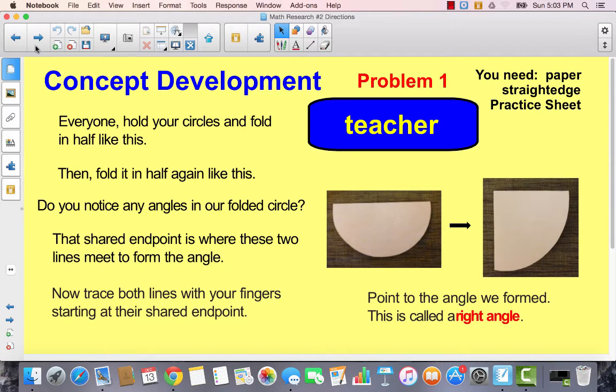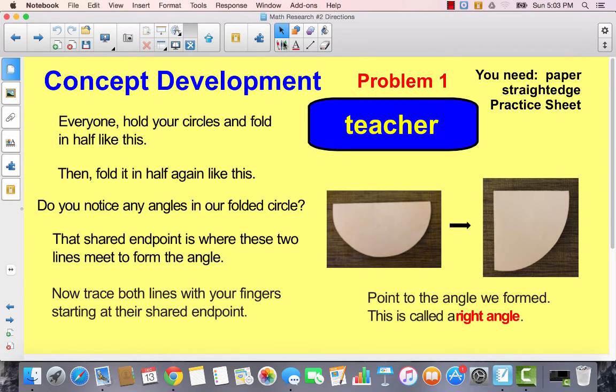Okay, so what I want you to do is take your circle and look at my pictures here. The first thing I want you to do is fold your circle in half, just like you see here. And then I want you to fold that half into half so that it looks like this. It's going to kind of look like a piece of pizza. Okay, now remember we're talking about angles. So once you get your circle folded like this, do you see any angles?